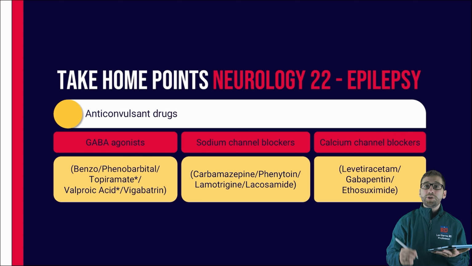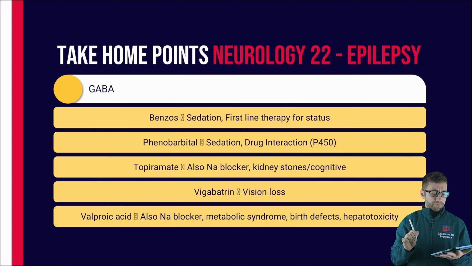Sodium channel blockers stabilize neuronal membranes and include carbamazepine, phenytoin, lamotrigine, and lacosamide. Calcium channel blockers reduce neuronal excitability and include levetiracetam, gabapentin, and ethosuximide. Let's talk a bit more about them.